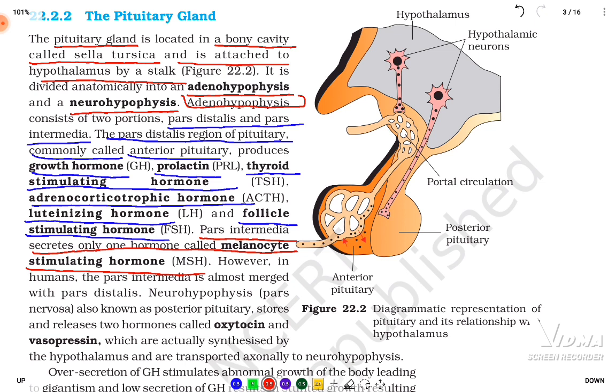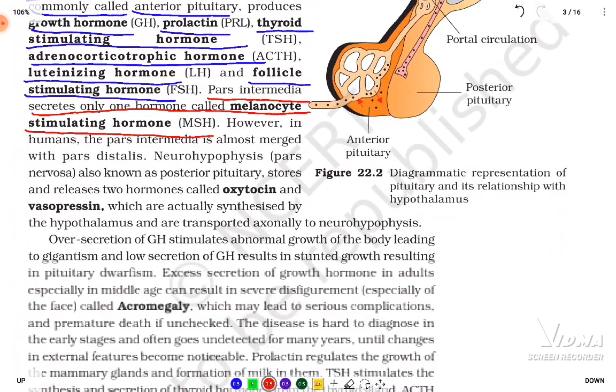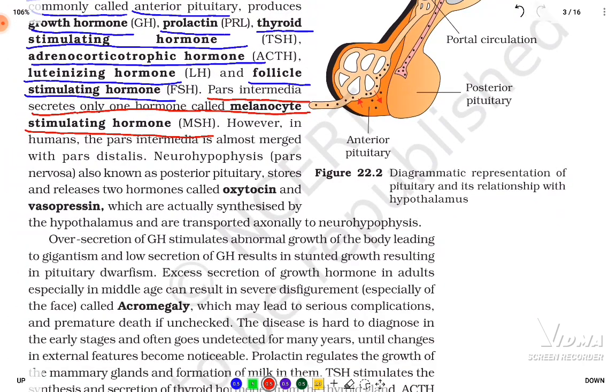Okay, so next we are going to start with the neurohypophysis. Adrenohypophysis was the anterior pituitary. That means it makes sense that the neurohypophysis is going to be the posterior pituitary for sure. And neurohypophysis consists of the pars nervosa. Pars nervosa stores and releases two hormones called oxytocin and vasopressin.